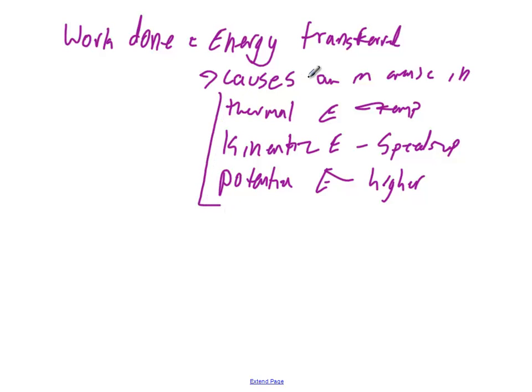When work is done, energy is transferred. The object is either going to be warmer, it's either going to be moving faster, or it's going to be higher. Now the other thing to keep in mind is you can calculate how much energy is transferred by calculating how much work is done. So if you know a certain job takes 3,000 joules of work to get done, then you know that the energy transferred is 3,000 joules. So work and energy have the same units.